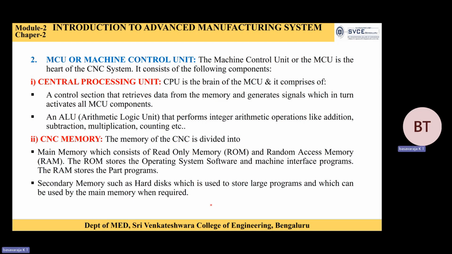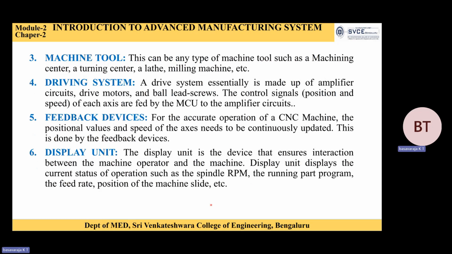Then the remaining components of the CNC machine. The machine tool is nothing but the machines. Okay, like the CNC machine, or it may be the milling machine, drilling machine, lathe, or any of the machines can be treated as a machine tool. Driving system. Driving system means the system which is generally employed to operate the machine tool. For operation of the machine tool, we are using this driving system, in simple words. It is essentially made up of an amplifier circuit and drive motors.